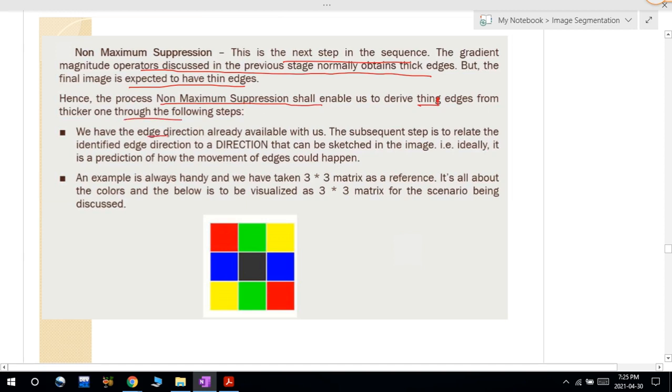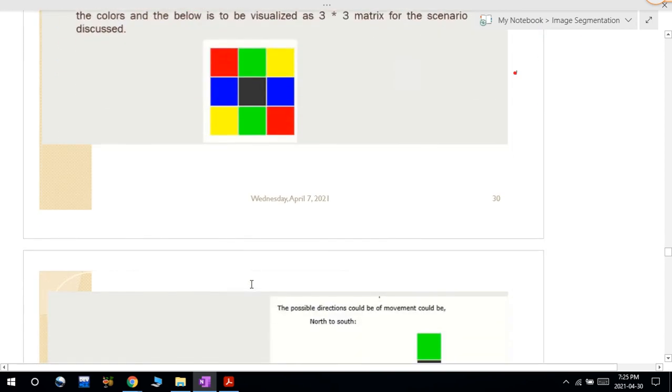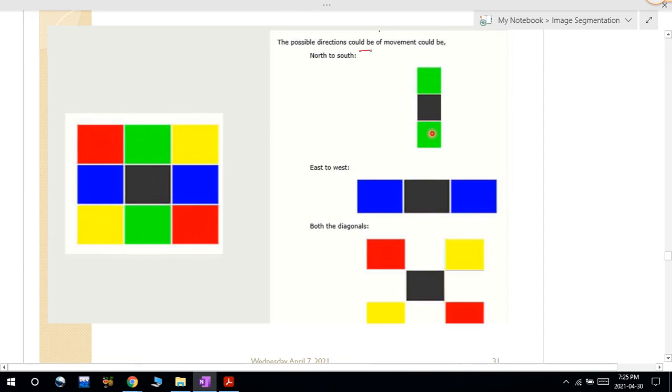We already have the edge direction, because we are using two formulas: one is magnitude and the other is theta, which is nothing but the edge direction. After finding the edge direction, the subsequent step is to relate the identified edge direction to a direction that can be sketched in the image. Ideally, it is a prediction of how the movement of edges could happen. For whatever edge point we get, I find the edge direction, whether it is in this manner or this manner. So these are the possible directions, which could be the movement of the edge.